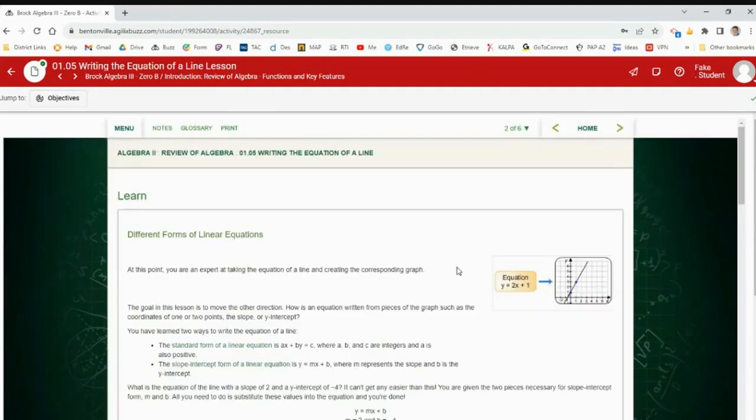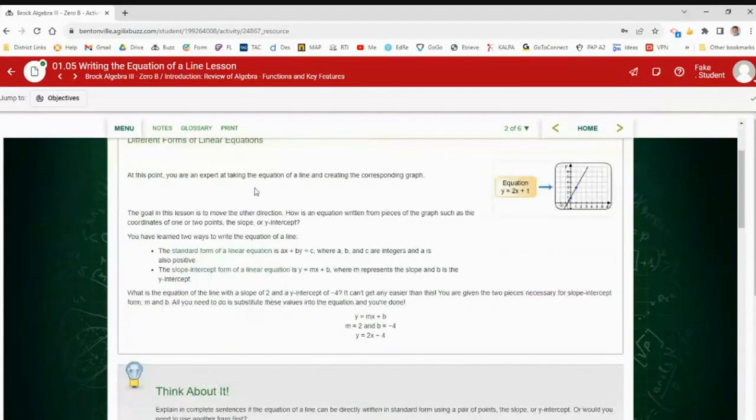All right, looking at different forms of linear equations. You say you're an expert at taking the equation of a line and making a graph for it, right? Y equals 2x plus 1. You put the y-intercept at 1 because that's the plus 1. The slope is 2, so it's 2 over 1, rise over run. I say we've been doing that since junior high. But the goal of this lesson is to move the other direction. How is an equation written from pieces of the graph, such as coordinates of 1 or 2 points, the slope or the y-intercept?